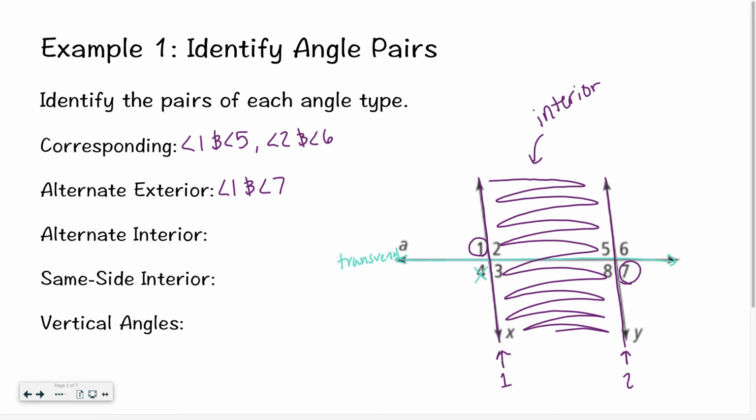Why don't you go ahead and see if you can come up with another example of alternate exterior angles. Good luck.